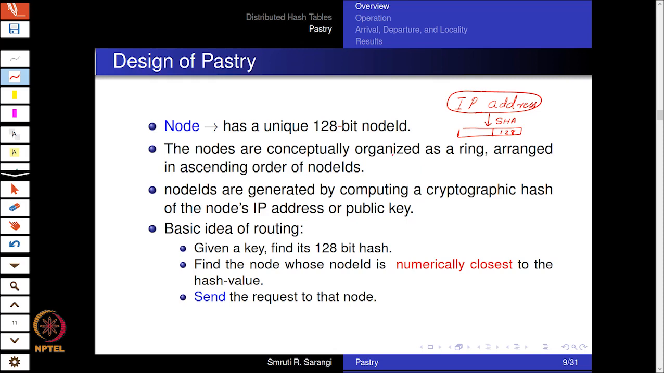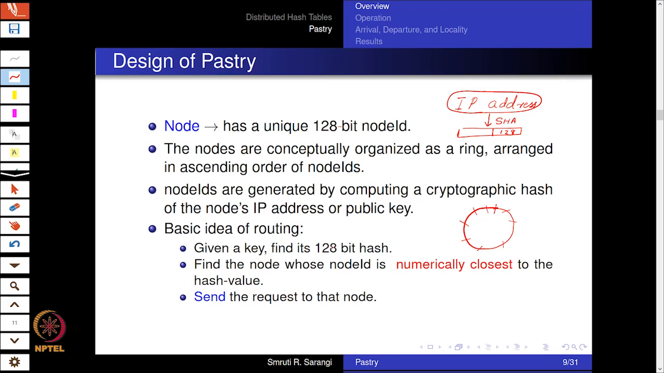So now the aim is to conceptually organize these nodes as a ring, where we assume that they are arranged in ascending order of node IDs. So let us see if we were to walk clockwise. So we have a node here, in ascending order we will have nodes. So it's kind of a conceptual ring, right? But of course, ascending order will happen, and there will be one point of discontinuity, which is the beginning. We are okay with that much. But otherwise, they will be arranged in ascending order. The node IDs are generated by computing a cryptographic hash of the node's IP address, or a node can have a public key. That could be the 128-bit node ID. So what is the basic idea of routing here?